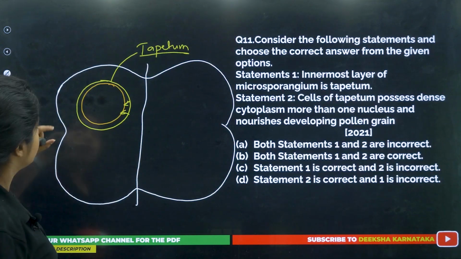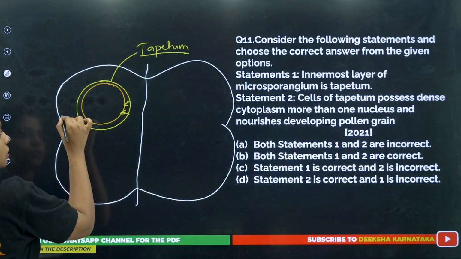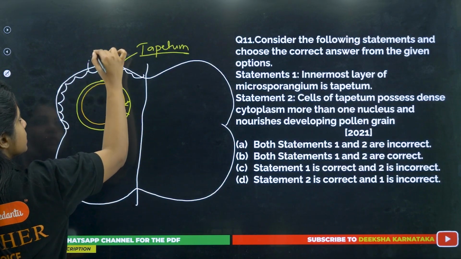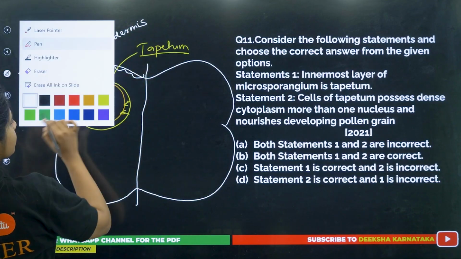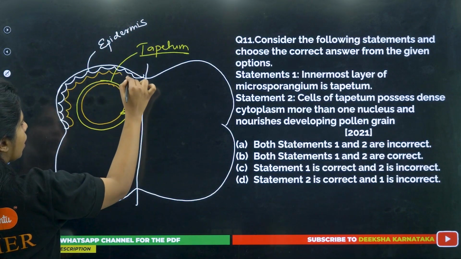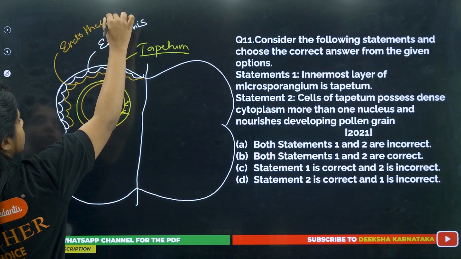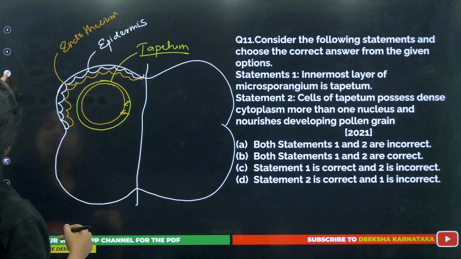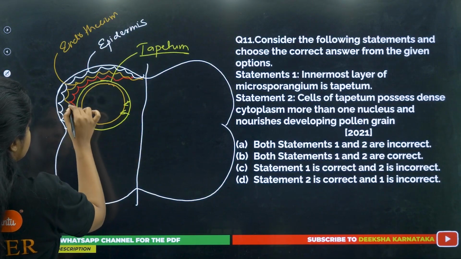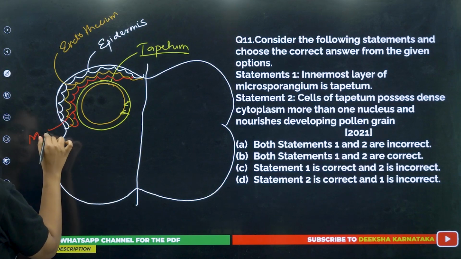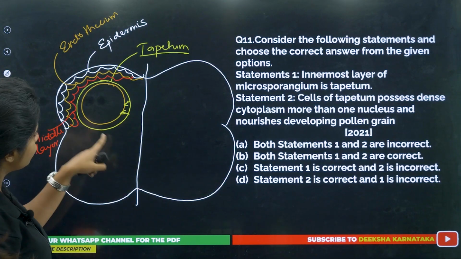get formed over here. Outside the tapetum, what do you have? If this is the innermost layer, there might be outer layers also. So the outermost layer that is there is known as epidermis. Then you have one more layer which you call endothecium. Then you have one more layer which comes between these, which will be known as the middle layer. And the innermost layer is tapetum.